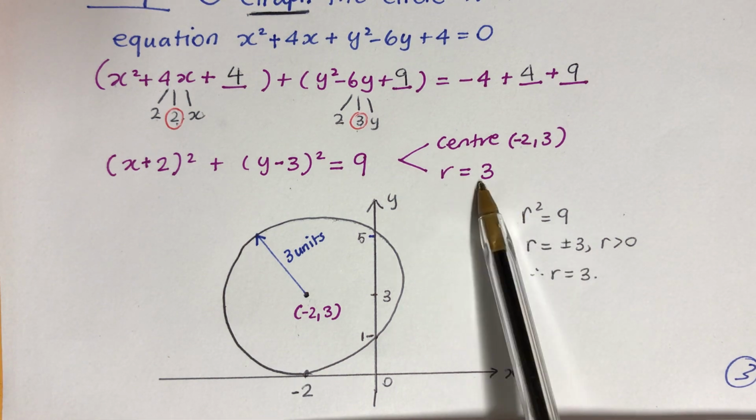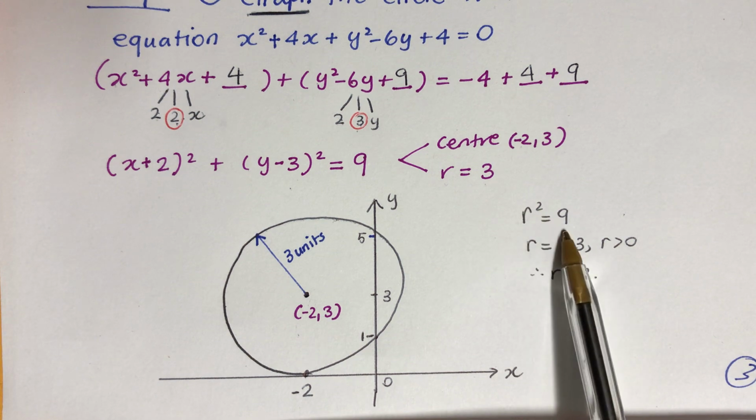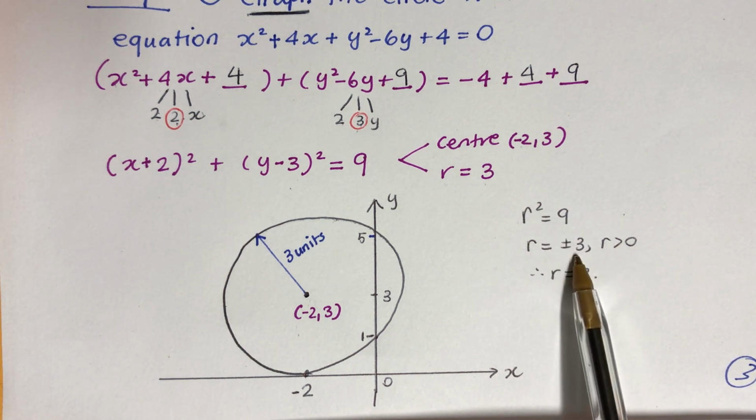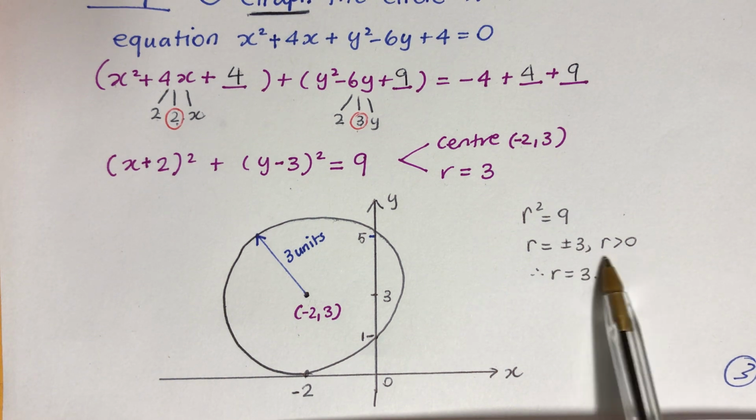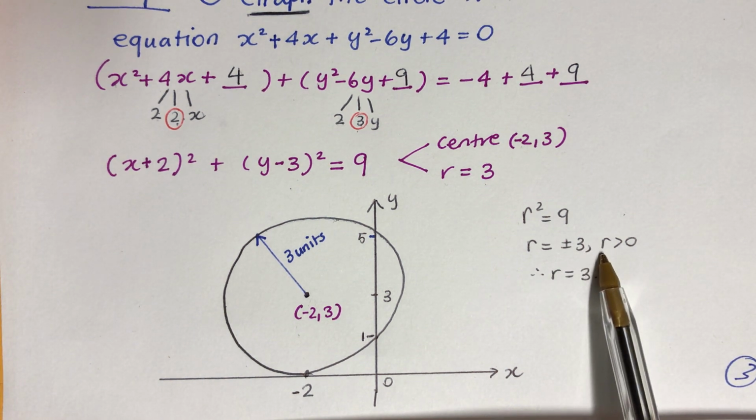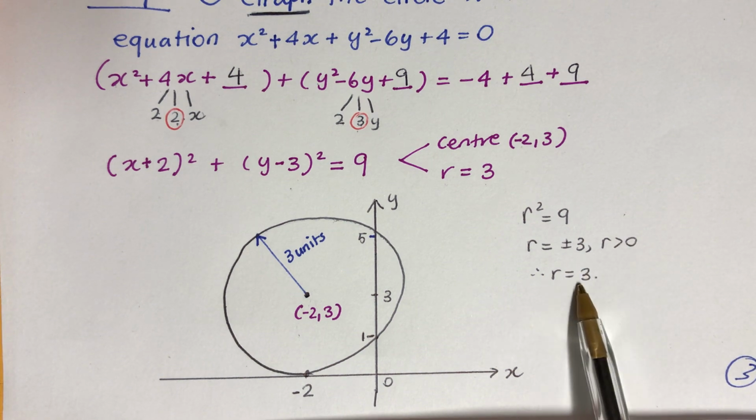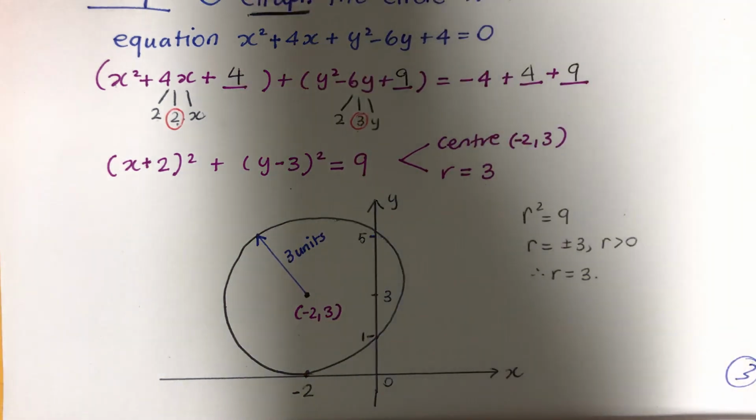The reason I've got r equals 3 is r squared is 9, r equals plus or minus 3 because 9 is the square of 3, but we always take the positive because r, the radius, is a distance, which is bigger than 0. There's no negative distance, so r equals 3. Okay.